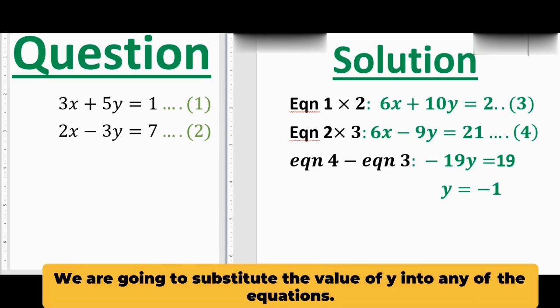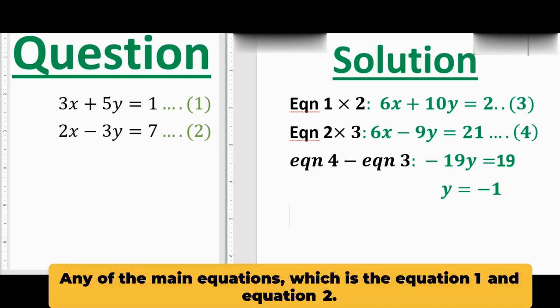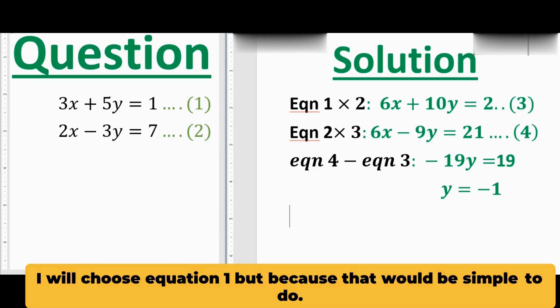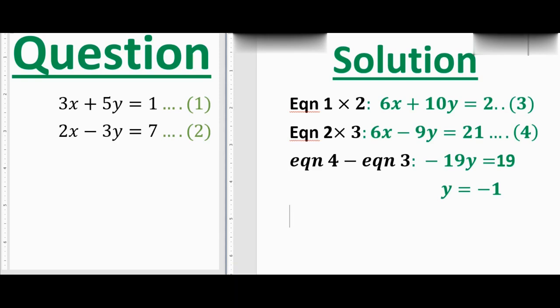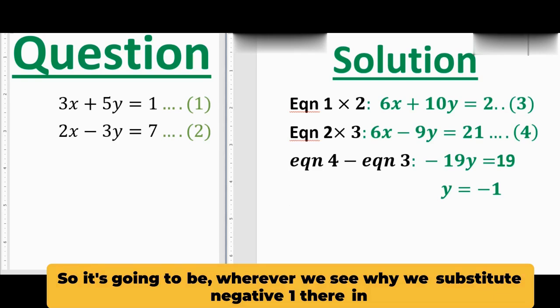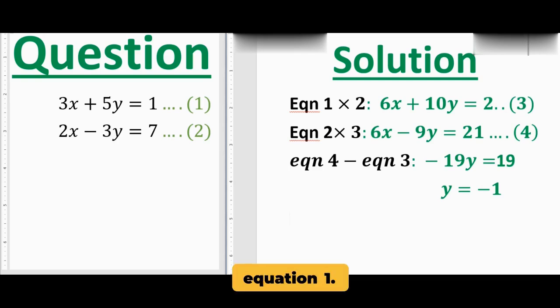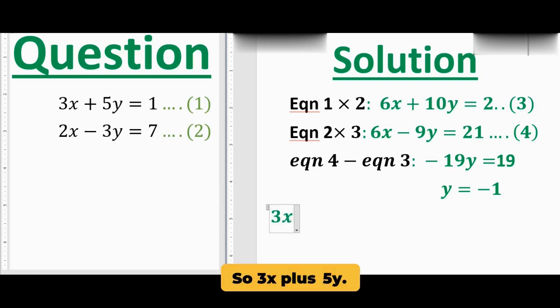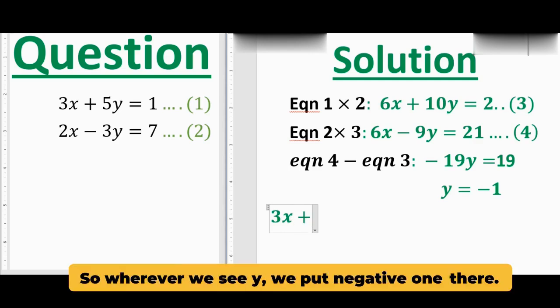Then after getting this answer, we are going to substitute the value of y into any of the main equations, which is equation 1 and equation 2. You can choose any of them. I will choose equation 1, because that will be simple to do. Wherever we see y, we will substitute negative 1 there in equation 1. So equation 1 is giving us 3x plus 5y. Now the y is negative 1.